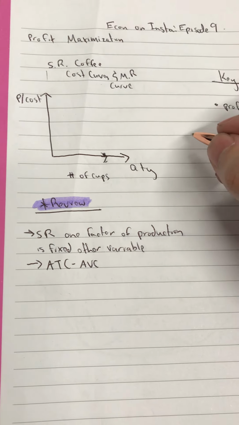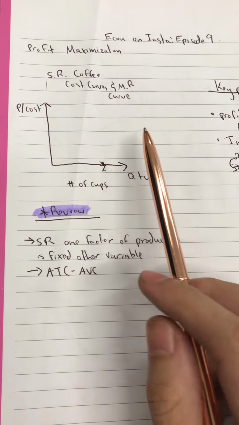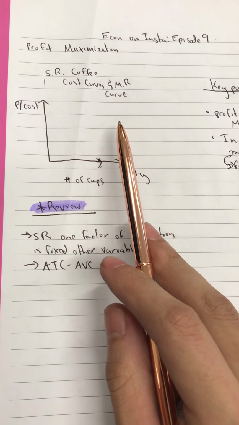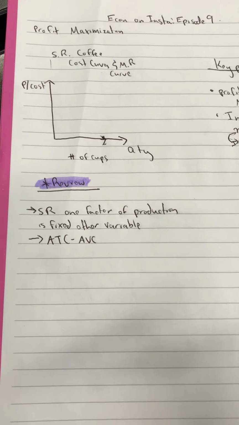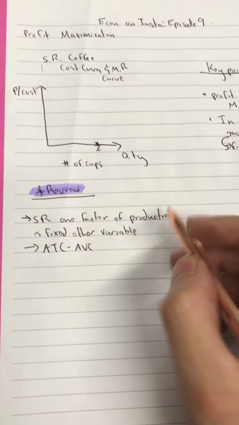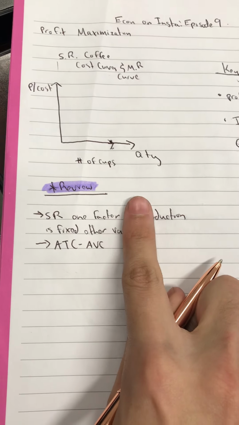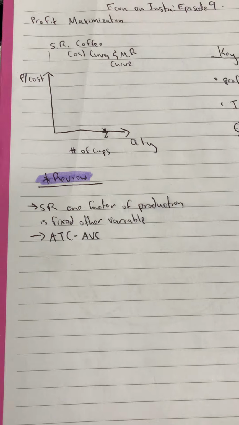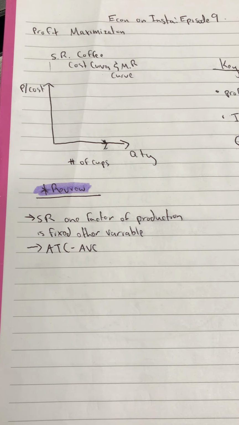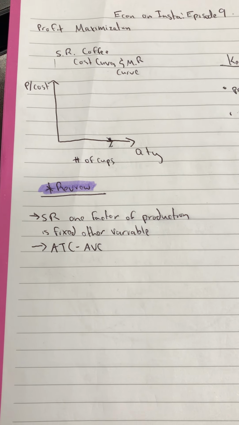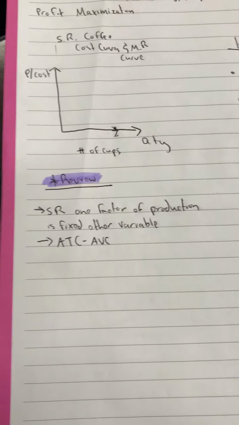So some points of review. Just before I draw the cost curves, I'm going to draw short-run cost curves of a coffee shop, of a single firm. And we said in the short run, one factor of production is fixed and the other or more factors of production are variable. So you need at least one factor of production to be fixed in the short run. In the long run, everything is variable, but in the short run, one factor of production is fixed. The other factors of production are variable. And this has implications for our short run cost curves.